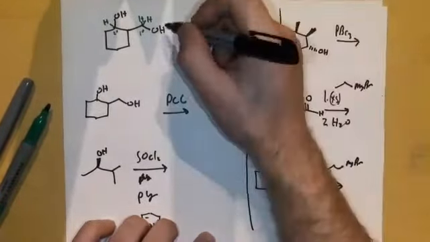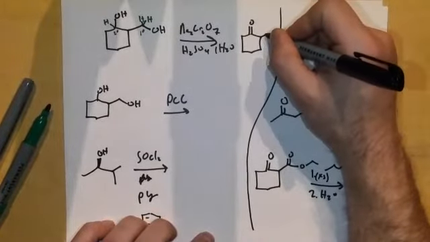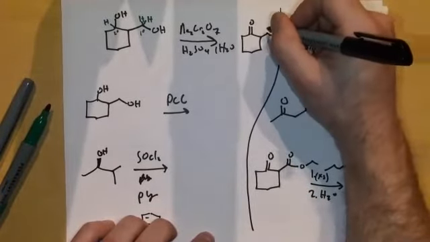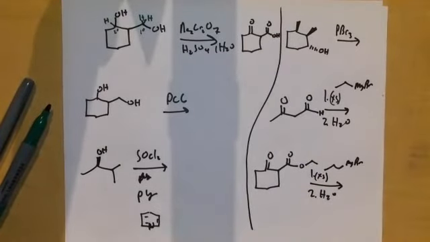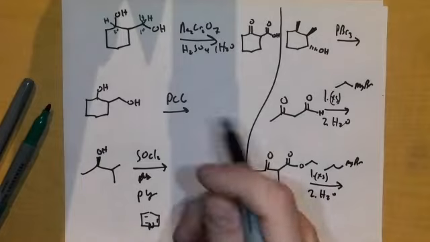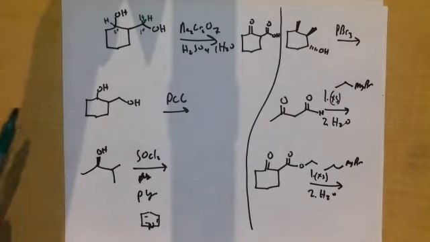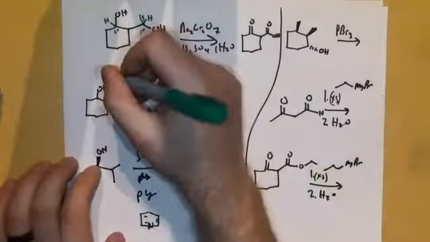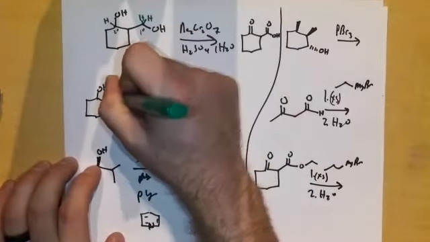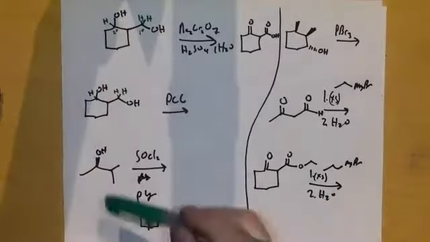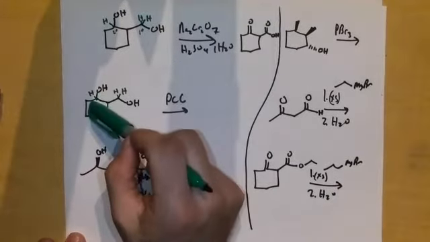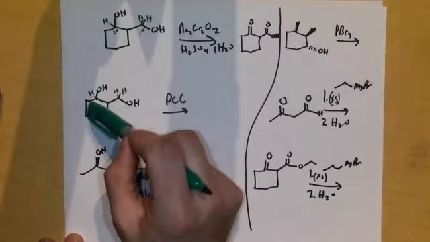Sorry, so the primary one here can be doubly oxidized all the way up to the carboxylic acid. PCC, on the other hand, is just going to do a single oxidation. So we only have 1 hydrogen to oxidize here anyways.